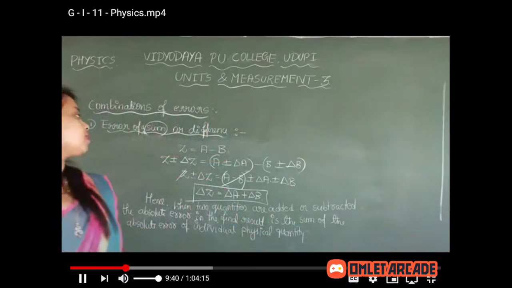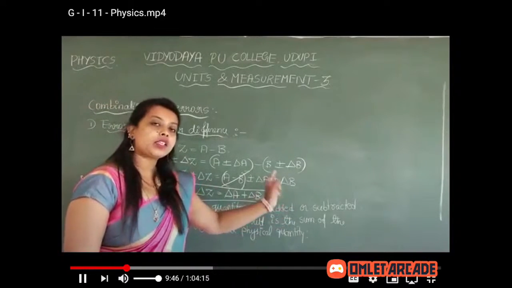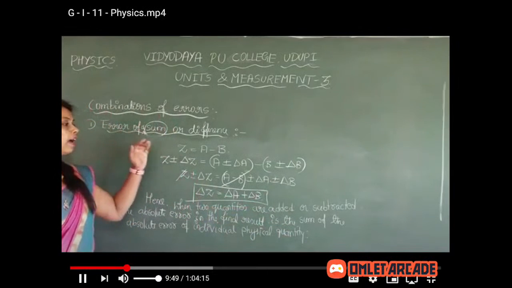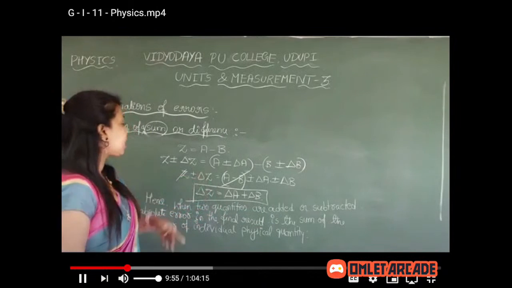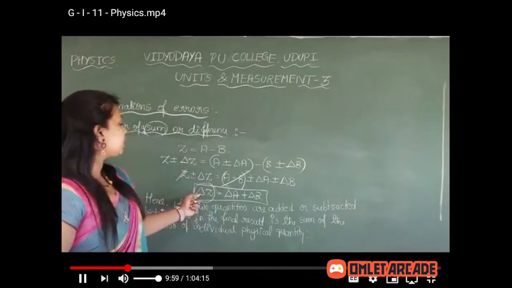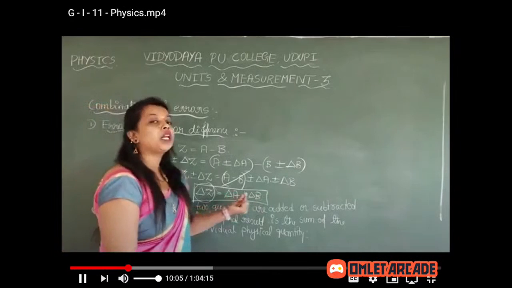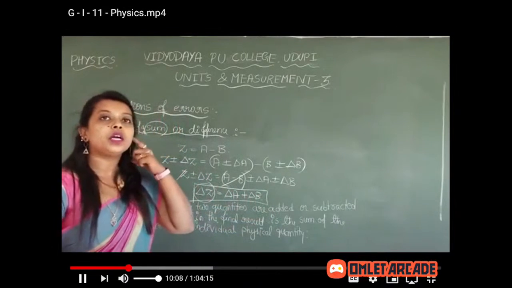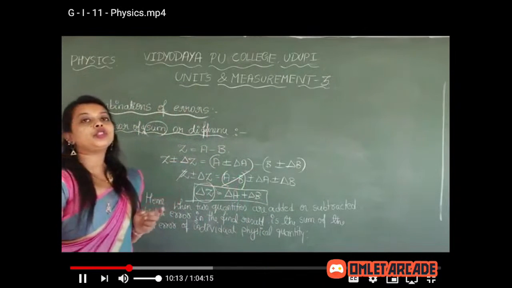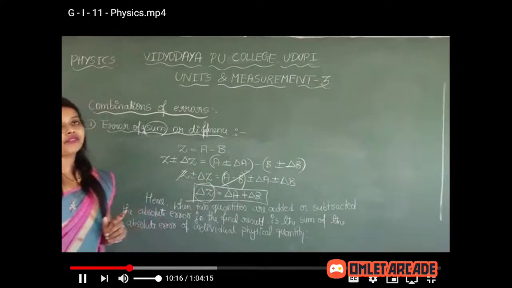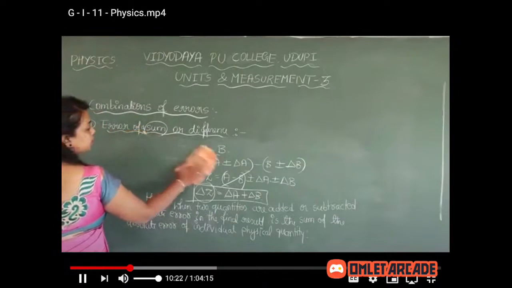This final sentence is very important. That is, when two quantities are added or subtracted, so you add or subtract, what will you get? The absolute error in the final result is the sum of the absolute errors of the individual physical quantities. That is, delta Z is equal to delta A plus delta B. So finally you will get the same expression for both sum and difference. Okay, so understood now this one? Yeah, that is the error of a sum or difference.